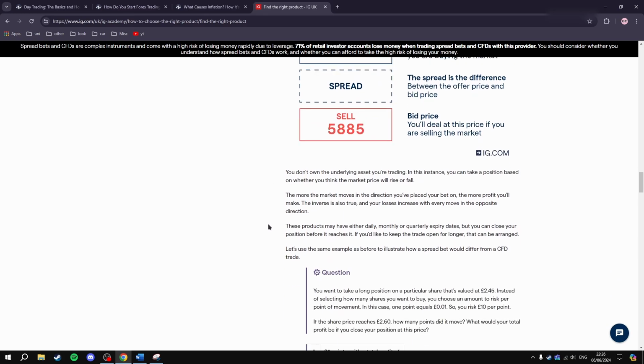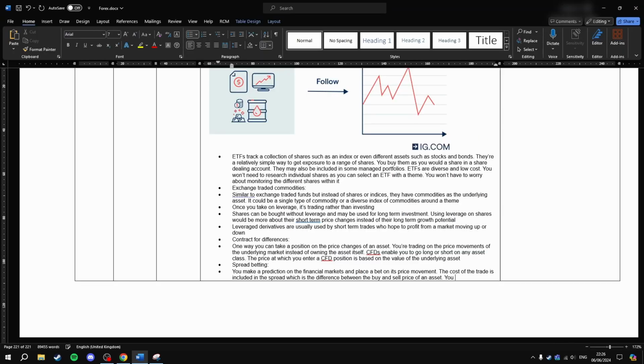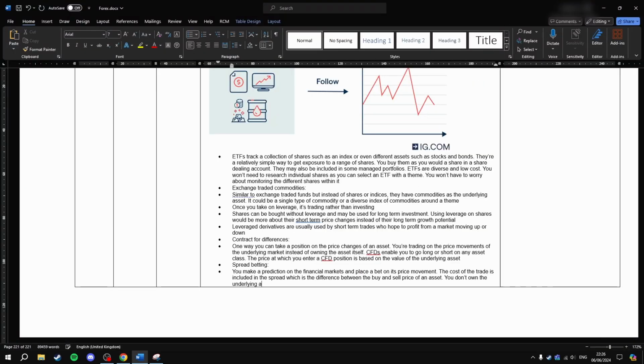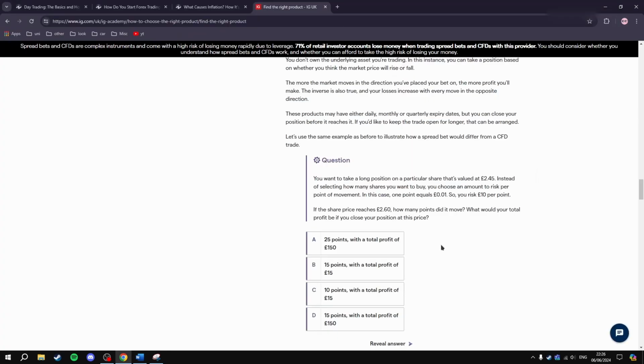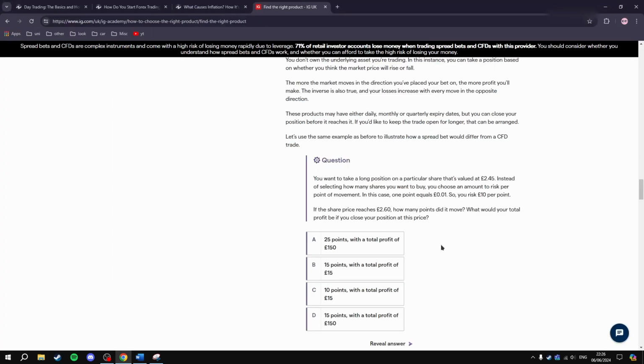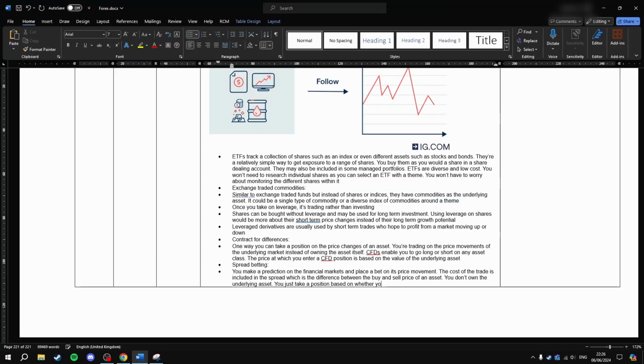You don't own the underlying asset if you're trading. In this instance, you can take a position based on whether you think the market price will rise or fall.